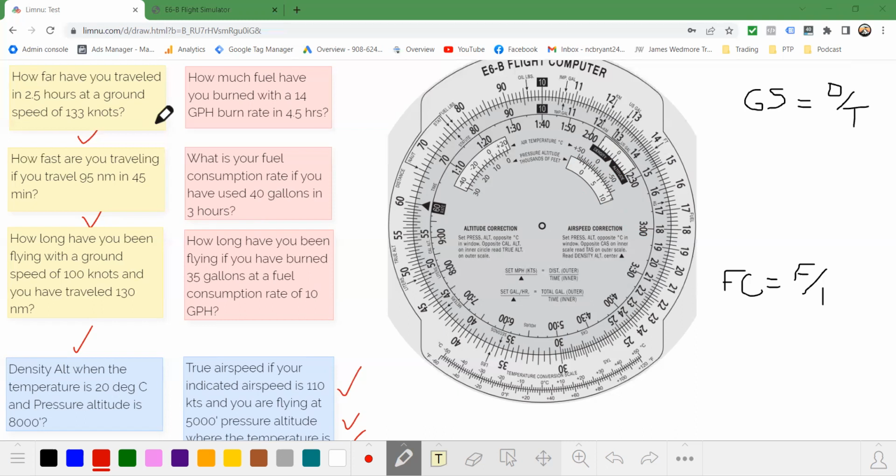What do you guys think about next week doing the wind side? Did you think that was helpful? Would doing the wind side of the E6B be helpful next week? Mike says yes. Okay. All right, cool. Yeah, we'll do that next week. We will definitely do that next week.